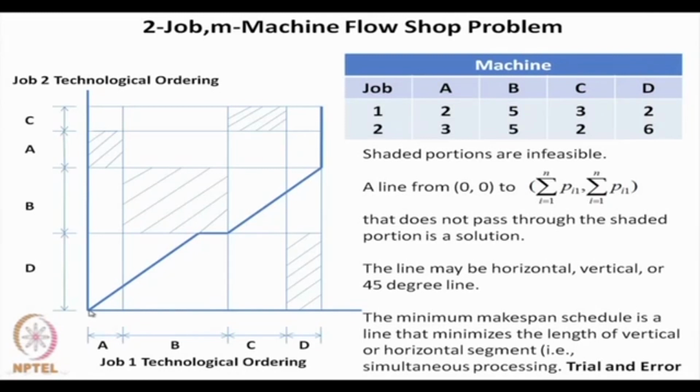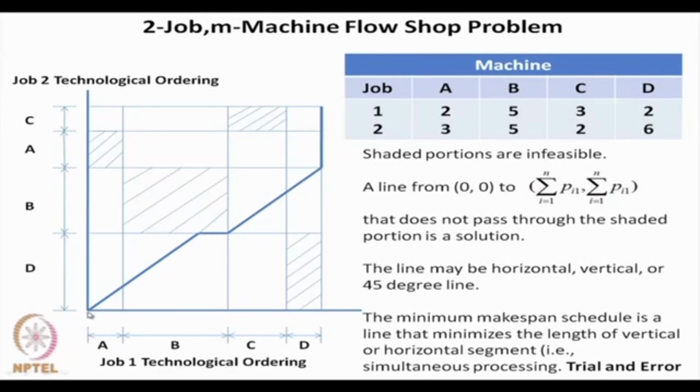0 0 point, and on this axis what is the time? Total time 3 plus 5 is 8, plus 2 is 10, plus 6 is 16 hours. So, we should travel from this point to this point in the minimum time. Now, the minimum time of travel would be the diagonal line, but if you draw the diagonal, it will pass through a certain shaded zone which is infeasible. So, we cannot pass through an infeasible or shaded zone.